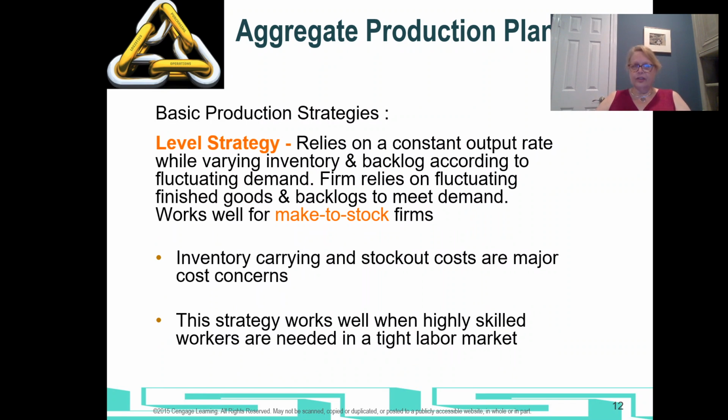The level strategy says, I'm going to make the same amount no matter what. If I'm selling 5 this week and 25 the next week, it doesn't matter. I'm going to make 15 every week. And on the short weeks, I'm making extra. But then on the week when I need 25, I have some buffer stock because I made it and I didn't sell it. This is for make to stock firms.